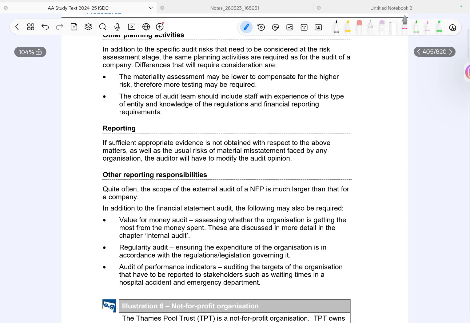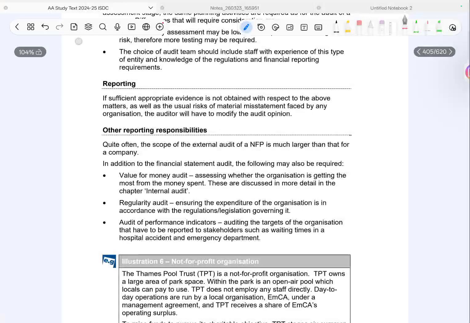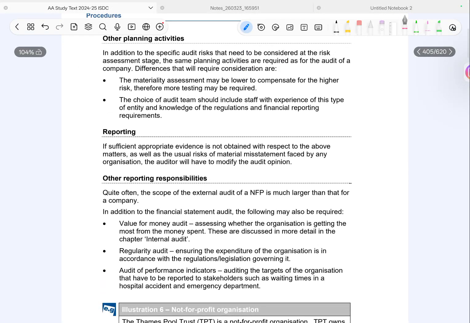In addition, the same planning procedures apply to NFPs as for companies, but with some key differences. Materiality is often set at a lower level due to higher inherent and control risk, which may result in more extensive testing. The audit team should also be carefully selected, ensuring team members have relevant work experience in not for profit entities and an understanding of the applicable regulations and reporting requirements. If sufficient appropriate audit evidence cannot be obtained, the auditor may need to modify the audit opinion.